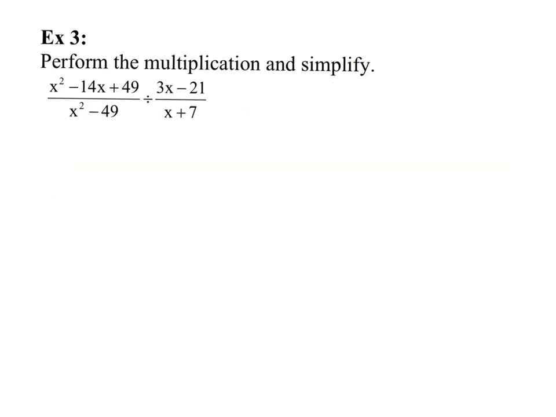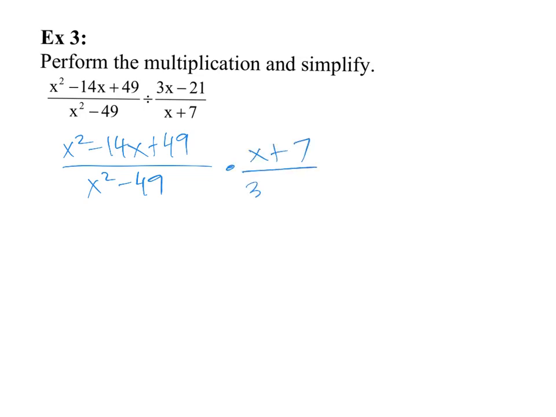All right, perform the multiplication and simplify. First thing we're going to do is change this from a division problem to a multiplication problem. And I'm going to factor the numerator using the big X method. What two numbers add up to negative 14? Multiply, give me 49. Negative 7 and negative 7. What is this here? Well, that's simply a difference of squares.